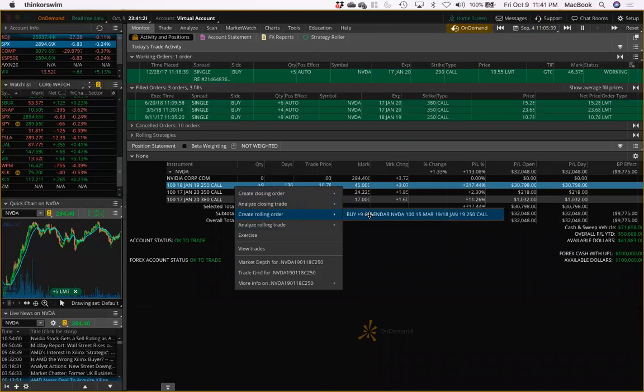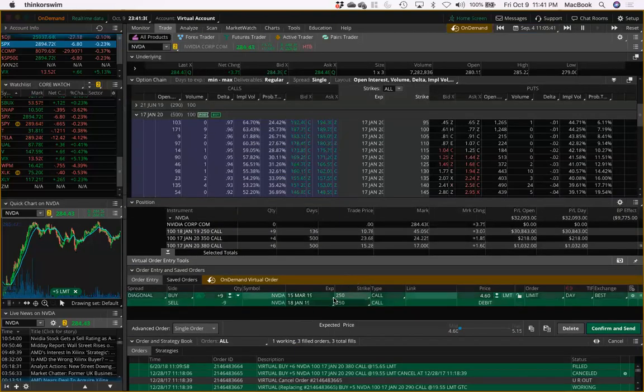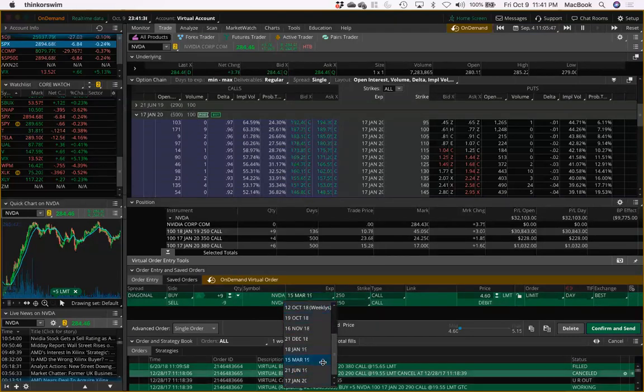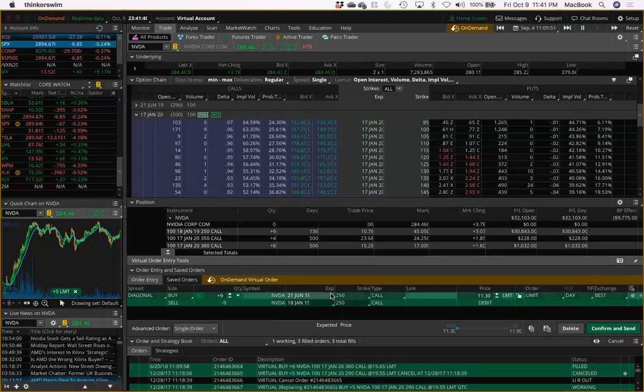Let's go. Create a rolling order. All right, so I would not want to buy the March one. I want to buy... Oh, that's why it's not doing it for me. Where's it from? Oh, that's why. My Zoom instructions are getting in the way. All right, so I would buy the January.